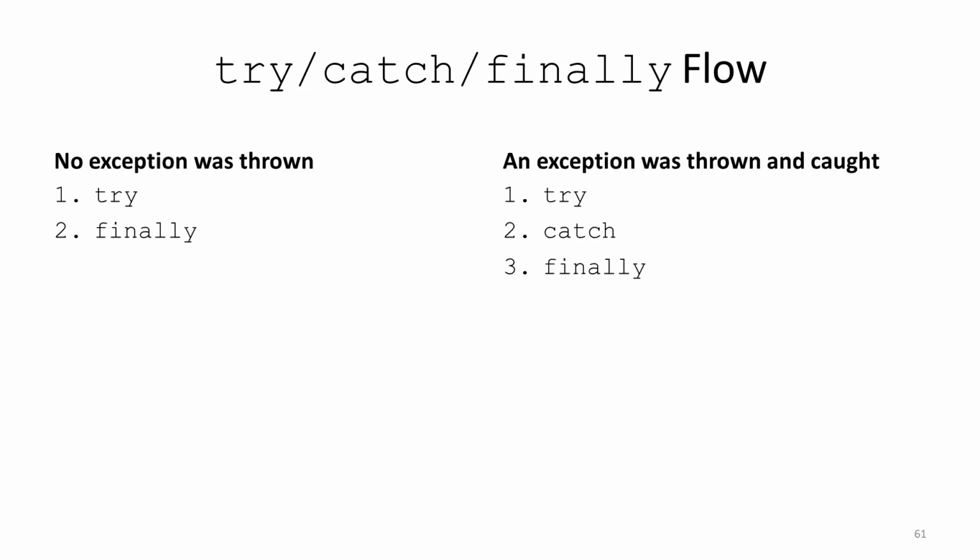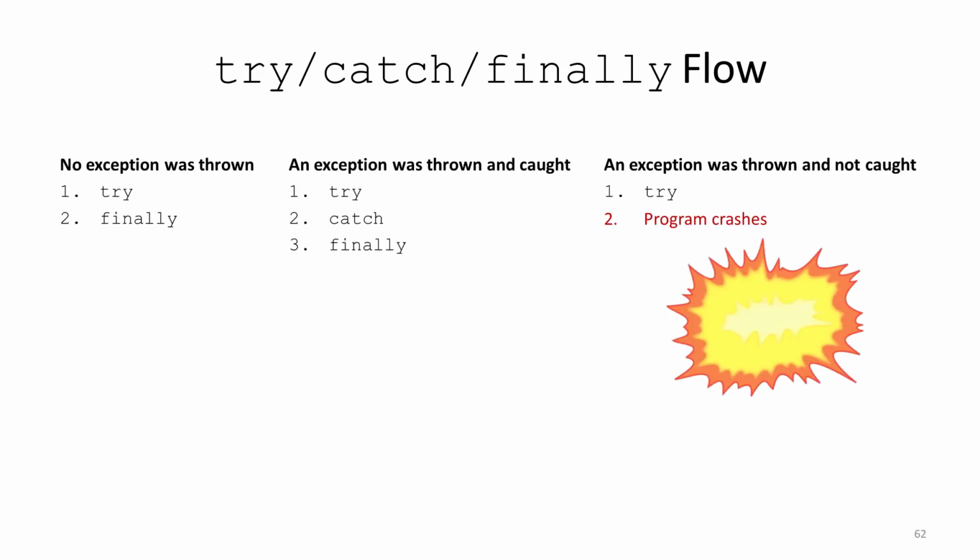So the flow is, if you have a try, catch, and finally, if no exception was thrown, then the try block executes. And since no exception was thrown, none of the catch blocks executes. So it'll go to the finally block and then execute the code in there. If an exception was thrown and caught successfully, then it'll go from the try to the catch and then to the finally. But there's actually a third option here. There's actually a third path, and that is if an exception was thrown and not caught.